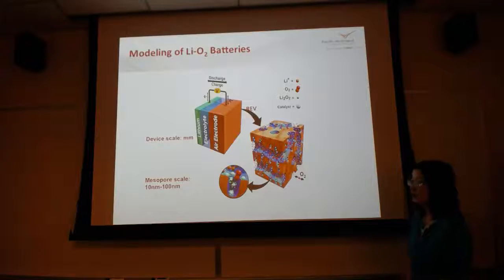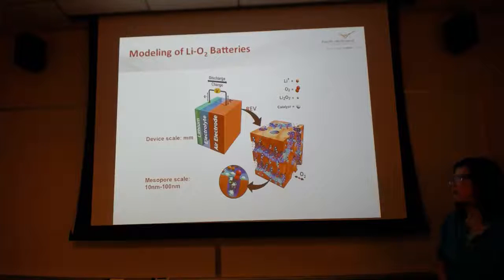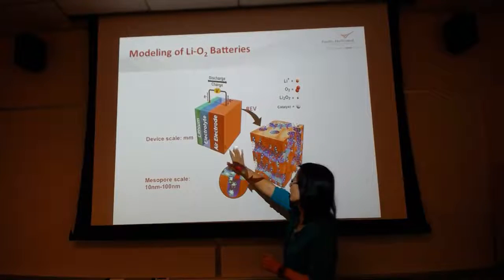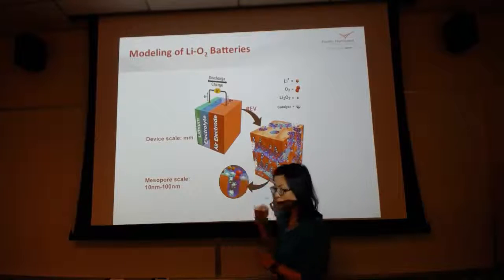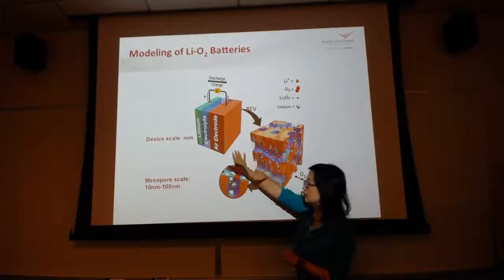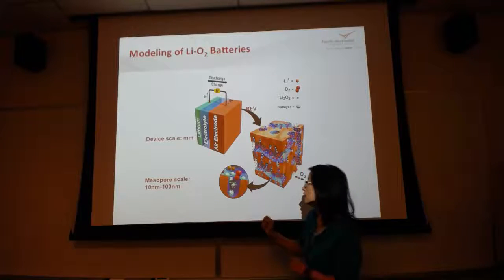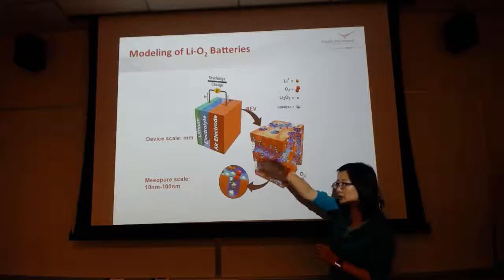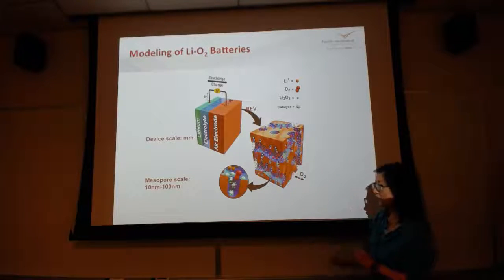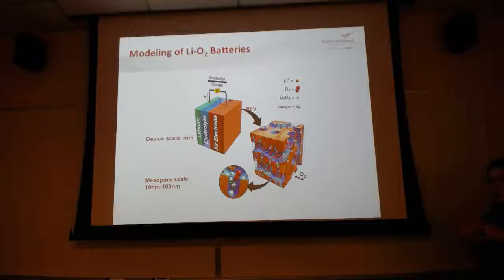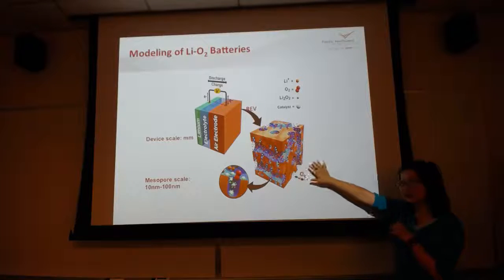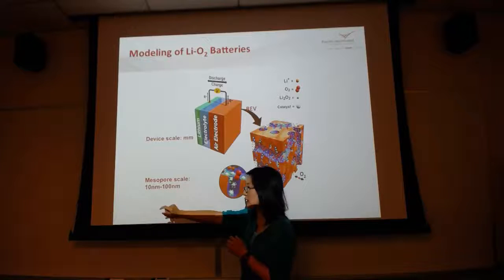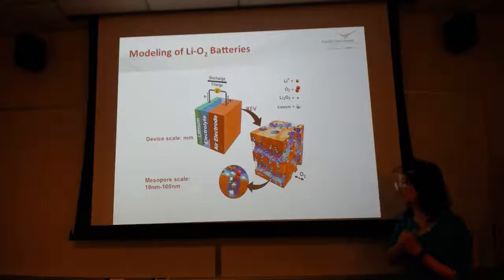This one is for a certain type of battery. Let's say this is the device. We focus on one part of the device, which is the air electrode. At the device scale, the typical length scale is in millimeters. If we zoom in, what are the details inside the device? You can see a very heterogeneous structure, the mesopore scale structure, and the typical length scale for the mesopore scale is from 10 nanometers to 100 nanometers.